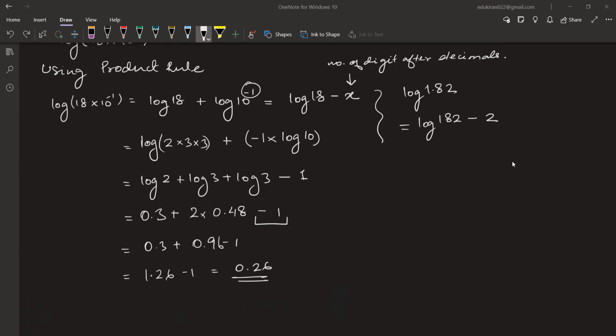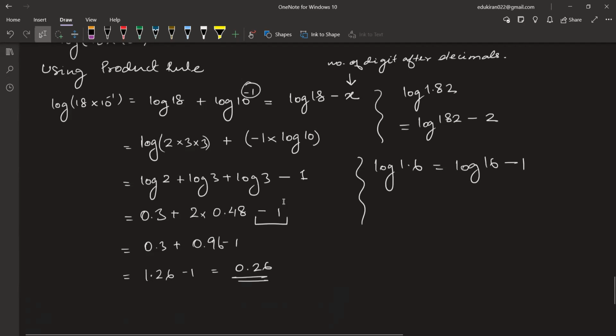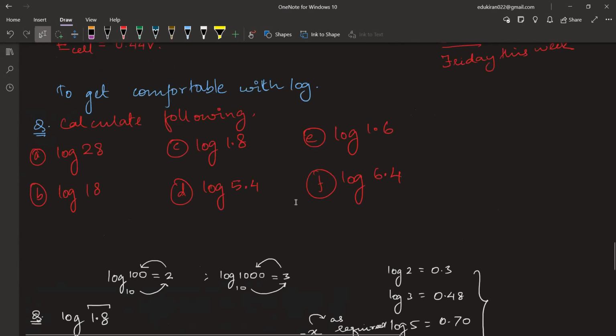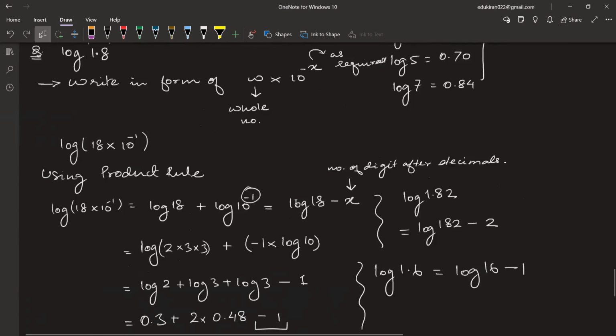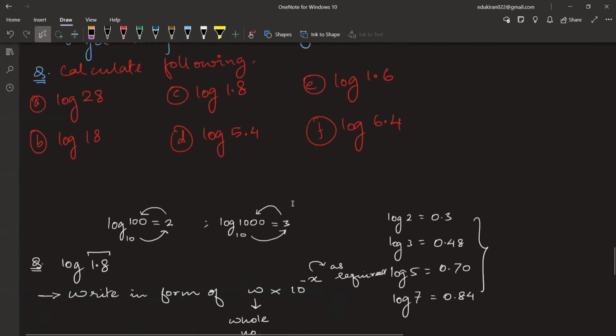So if you have something like log of 1.6, what will you write directly? You will write it as log of 16 minus 1. Clear? Yes or no? Similarly, for all of them, for example log 5.4. So Ahmed, tell me how much it will be. Log of 54 minus how much? 54 minus 1. Very good. And log of 6.4 will be log of 64 minus 1. Okay, let's go.